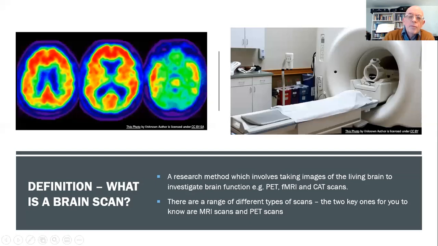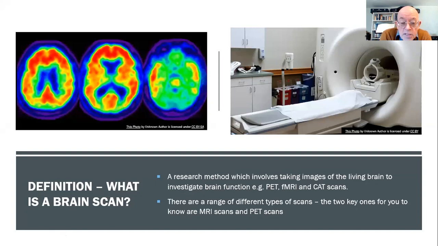Okay, so thinking about brain scans, this is the board's definition here at the top, and I've added a little bit on. Okay, so it's a research method that involves taking images of the living brain, and that's an important thing, to investigate brain function. So we've got things like PET scans, fMRI scans, CAT scans.